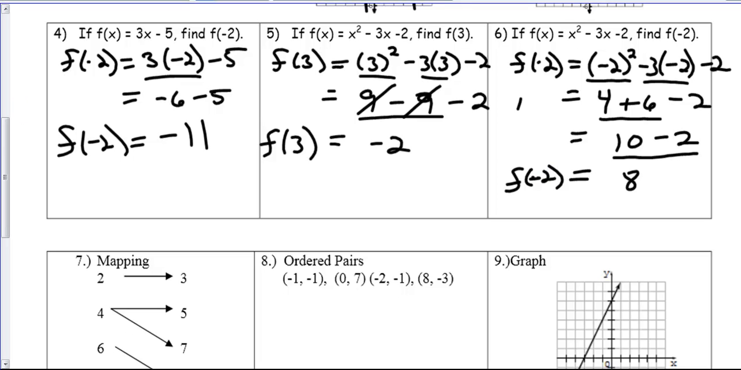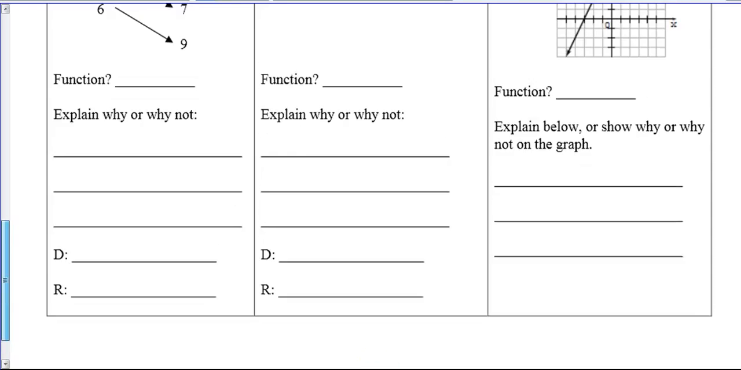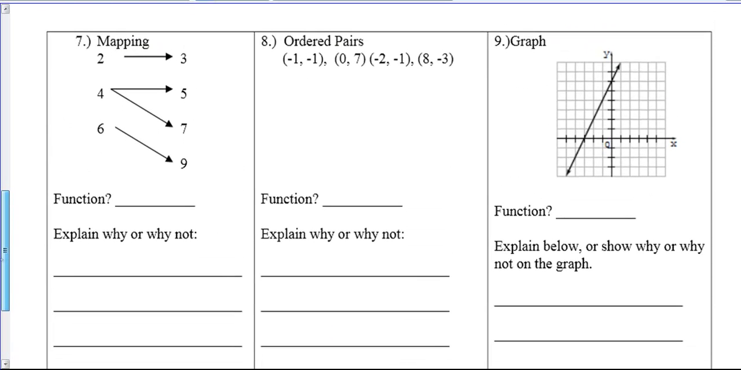Alright. Last thing for the Unit 7 video deals with functions, whether or not something is or is not a function. And we have a number of different ways of looking at this. Okay, we did some mapping, we looked at ordered pairs, and we looked at graphs. So with that being said, when I go to map, what this is saying is 2 maps to 3, that's a point, 2 comma 3. We say 4 goes to 5, and it goes to 7. And then the last one, 6 goes to 9. Okay, so those are ordered pairs.